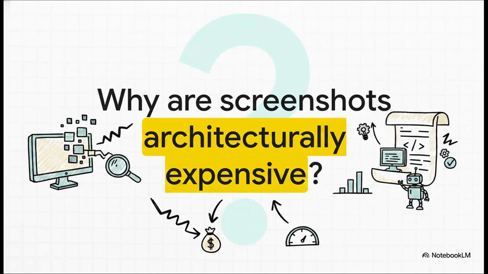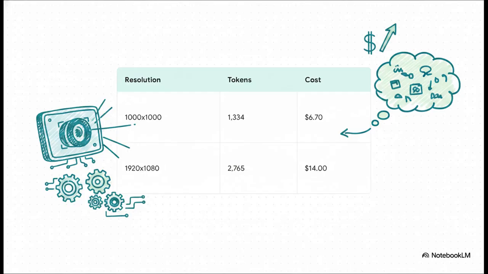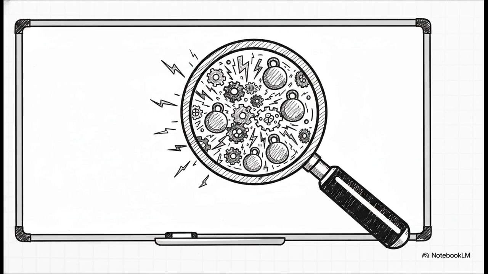So what gives? Why does reading screen pixels cost so much more than just reading code? Well, feeding just one 1080p screenshot to an advanced model eats up almost 2,800 tokens instantly. And those costs snowball. Hidden multipliers hit you every single time the agent takes a new screenshot.